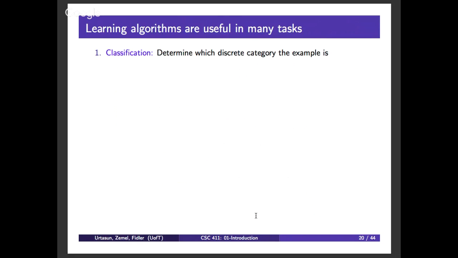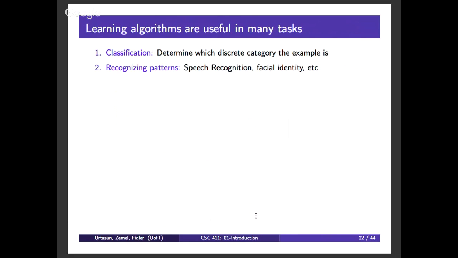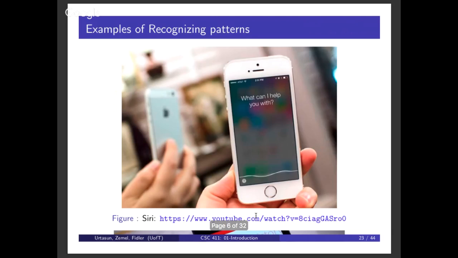Using classification, we can determine which discrete category we want to put any kind of sample in. In this case, as we said, we want the computer to detect what makes a 2, what makes a 9, 6, and everything. So this is one of the classical data sets called MNIST, and it's handwritten digits. Another use of machine learning is to recognize patterns, such as speech recognition and facial identity, and as we started to use Siri, how Siri understands us and the words that we choose to use.